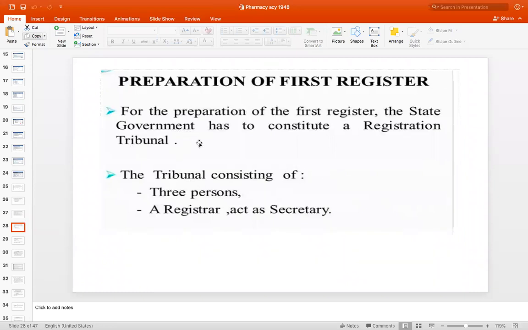Now, for the preparation of the first register, where we are going to register as a pharmacist, what is the prerequisite, or who is going to do that? So the tribunal, or we can say council, a group of people. So who all are there in that? Three people plus a registrar who acts as a secretary. Please remember, I'll repeat, three people plus a registrar who will act as a secretary. And these three people are again from the pharmacy background only.